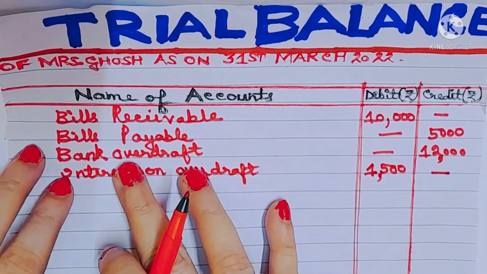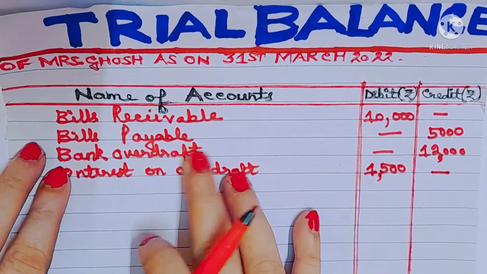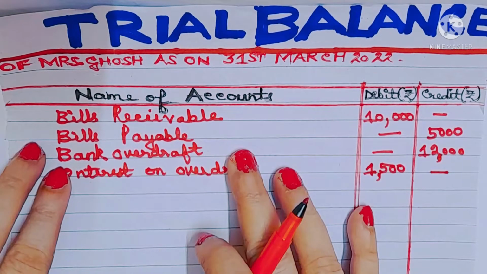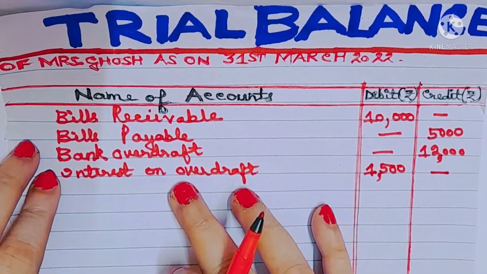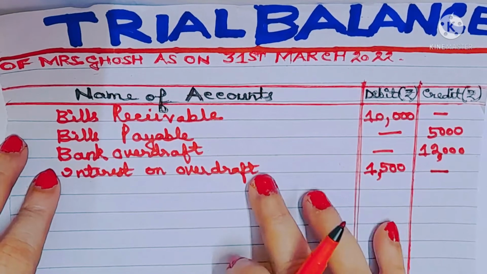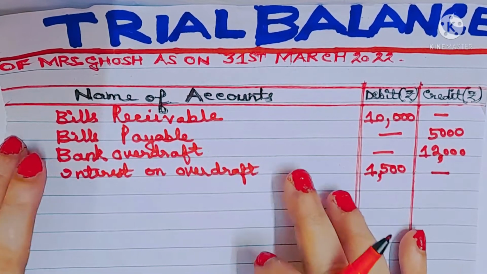Actually, when a bank provides a loan as bank overdraft, the customer has to pay interest on the overdraft. That is a kind of interest.